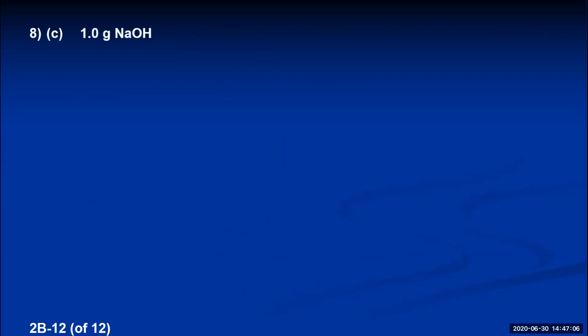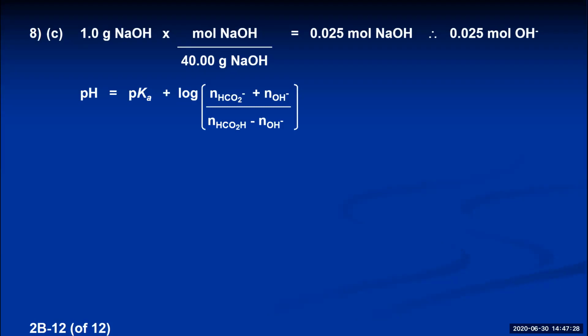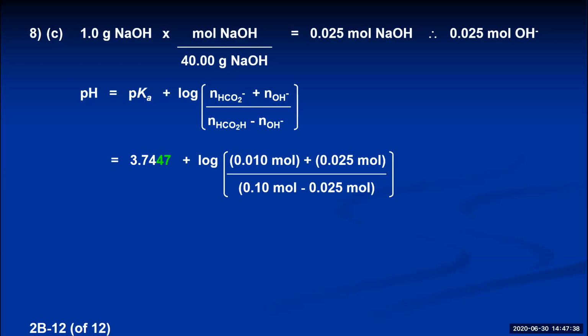Let's try that. So 1.0 gram of sodium hydroxide needs to be converted into moles with its molar mass. That gives us 0.025 moles of NaOH, which would be 0.025 moles of hydroxide ions in the solution. And because we're taking another 50 milliliter sample of the original buffer, we're going to have half of the moles that were present in the original buffer. So when I use my moles of formic acid and moles of formate ions, I'm going to use half of each of those original numbers I gave, and then I'll put the moles of hydroxide in the adding and subtracting part of the Henderson-Hasselbalch equation.